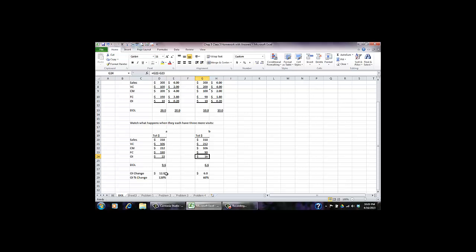This number here is just your change. I'll show you. It's just your change in your OI. That was that number. And this is just your percent change, showing you how much of it changed just because of those 3 visits. It's a huge impact. That's why it's very important to understand what kind of degree of leverage your organization has, and what's going to happen if you don't make your budget.